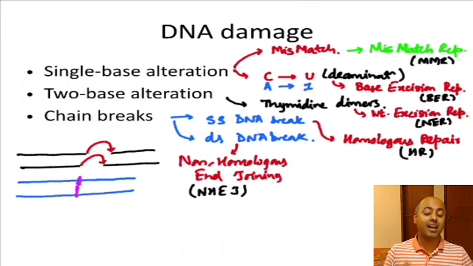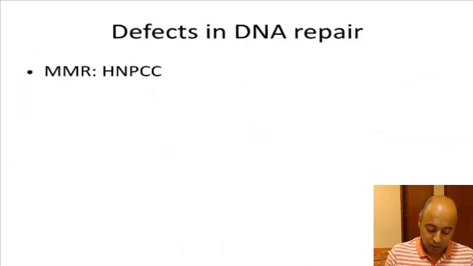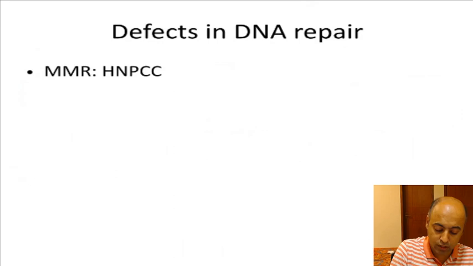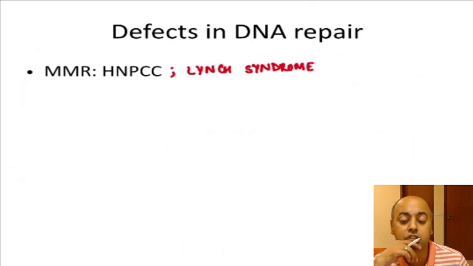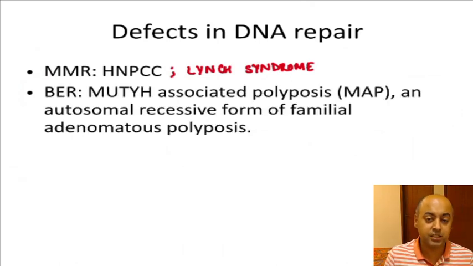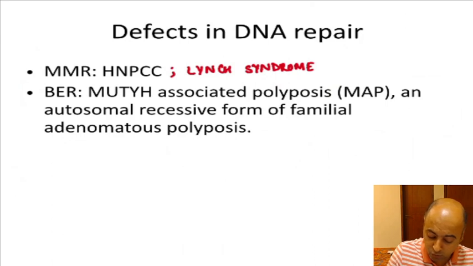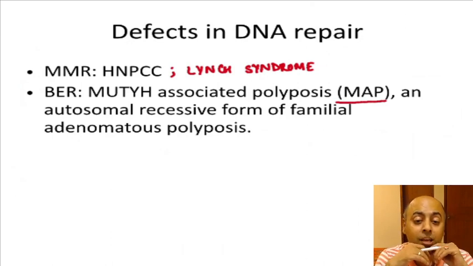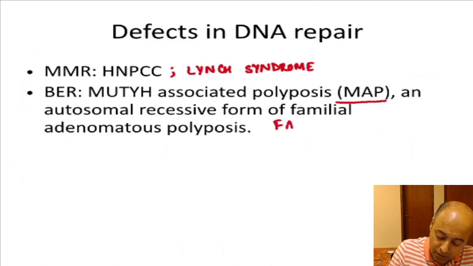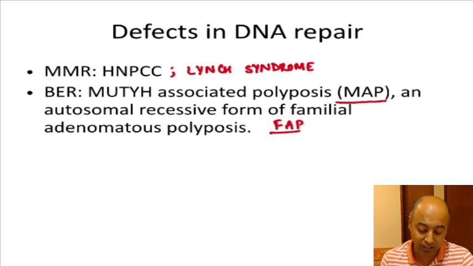If you're not able to repair it, then that damage is going to express itself. So what are the diseases which can be seen? Let us quickly see. If the mismatch repair is not working properly, remember MMR means the mismatch repair, we get to see what is known as the hereditary non-polyposis colonic carcinoma, also known as the Lynch syndrome. In case of base excision repair, we get the condition known as MUTYH-associated polyposis, MAP. This is a genetic diagnosis. When we do the analysis, then we get the diagnosis of MAP. Clinically, this is a condition of familial adenomatous polyposis. So MAP is a subtype of FAP.